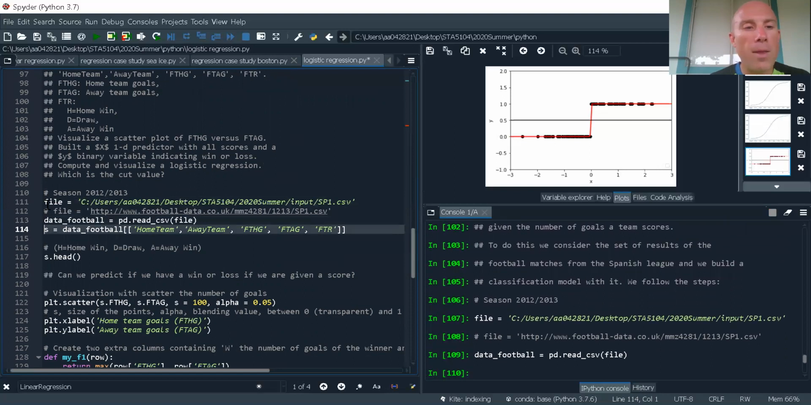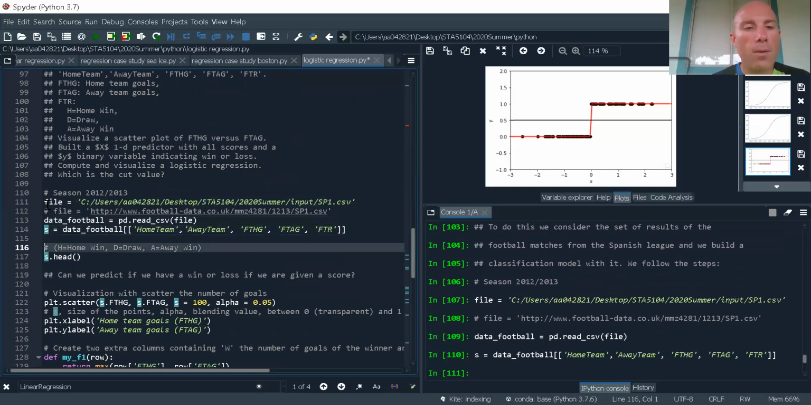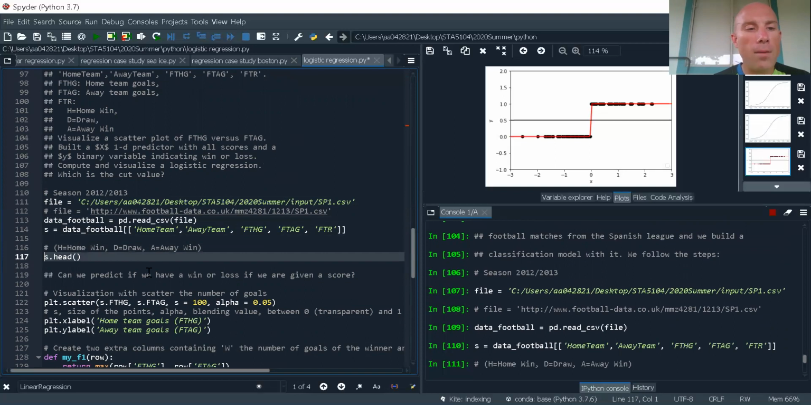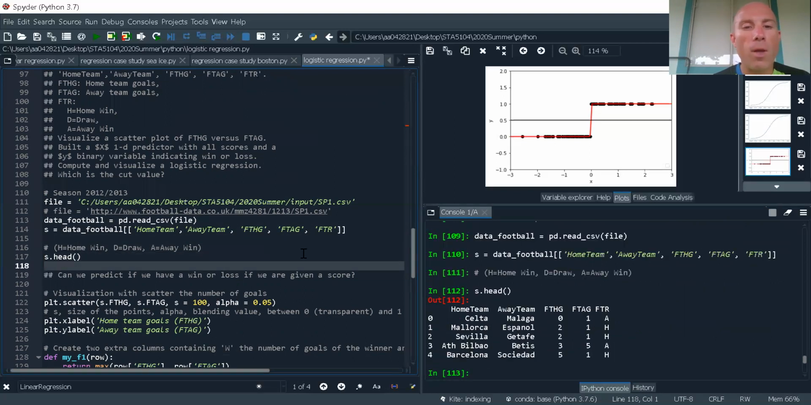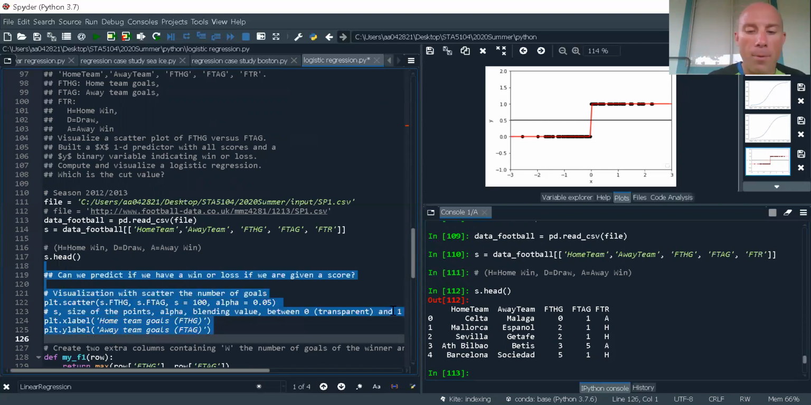Here I pull in my data. Now S is the data set that I'm going to be working with. Data underscore football is the full data. In S, I've got just the fields I'm interested in, the ones I'm actually going to use: the name of the home team, name of the away team, the goals for the home team, goals for the away team, and the final result. Now let's plot this and see what happens.